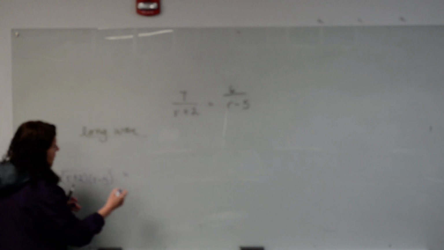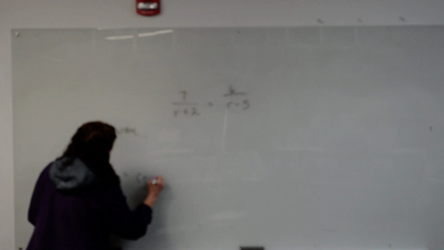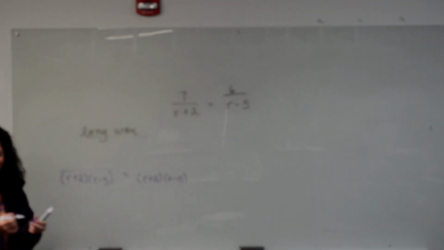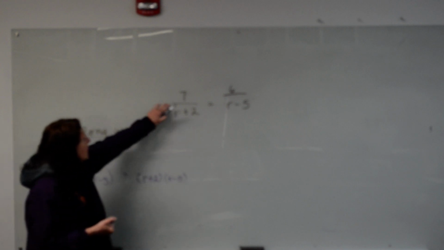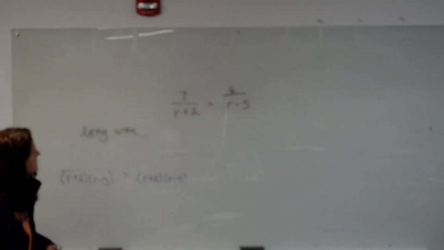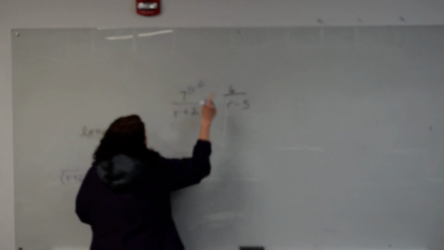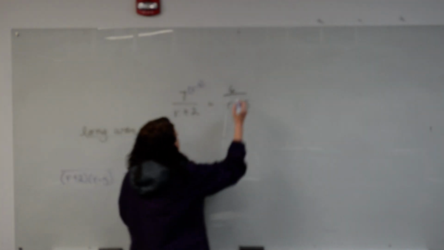This is not the shortcut yet, okay? I can't read cursive. What does that say? I'm sorry, long way, okay? All right, what is this side missing? R minus 5. What is this side missing? R plus 2.